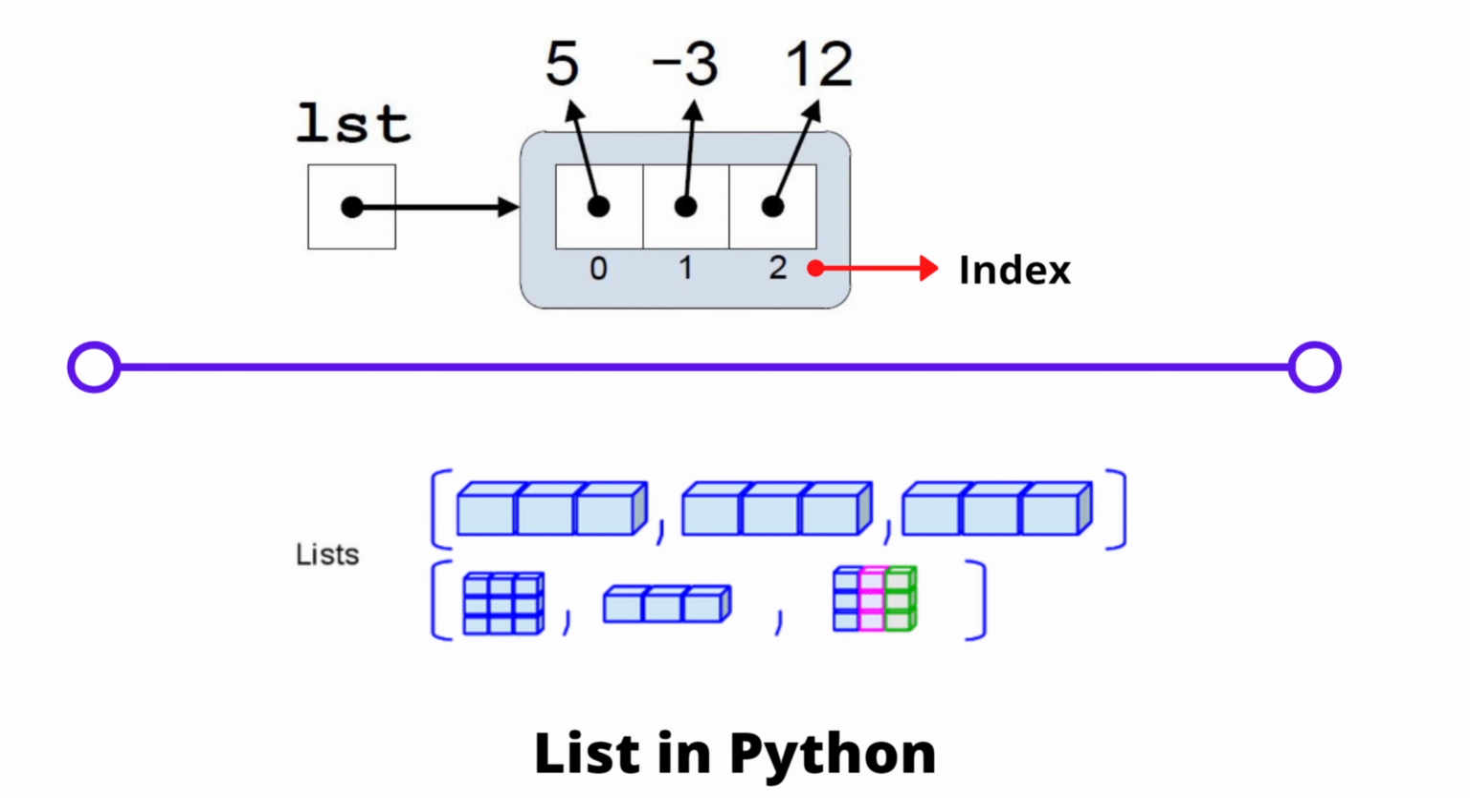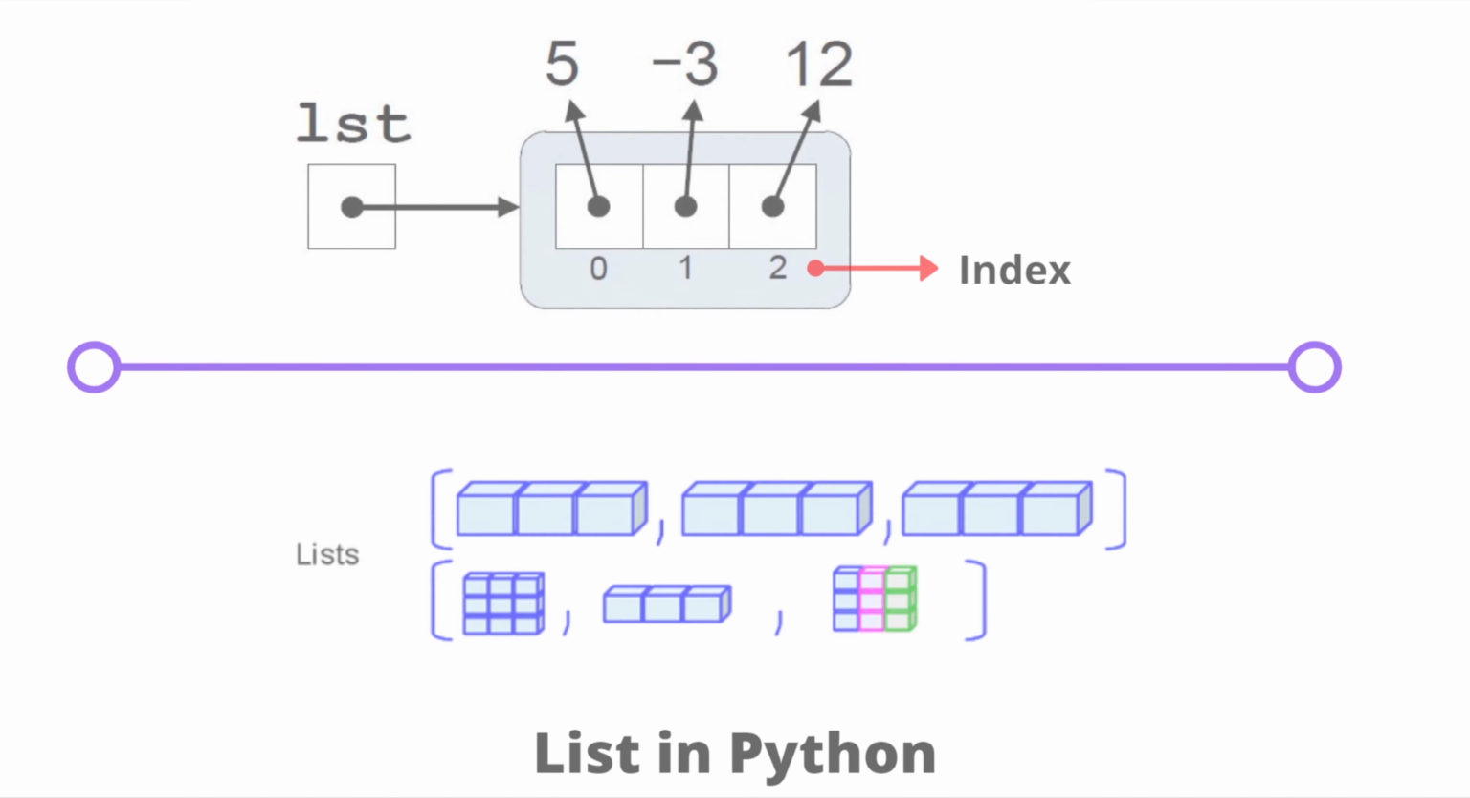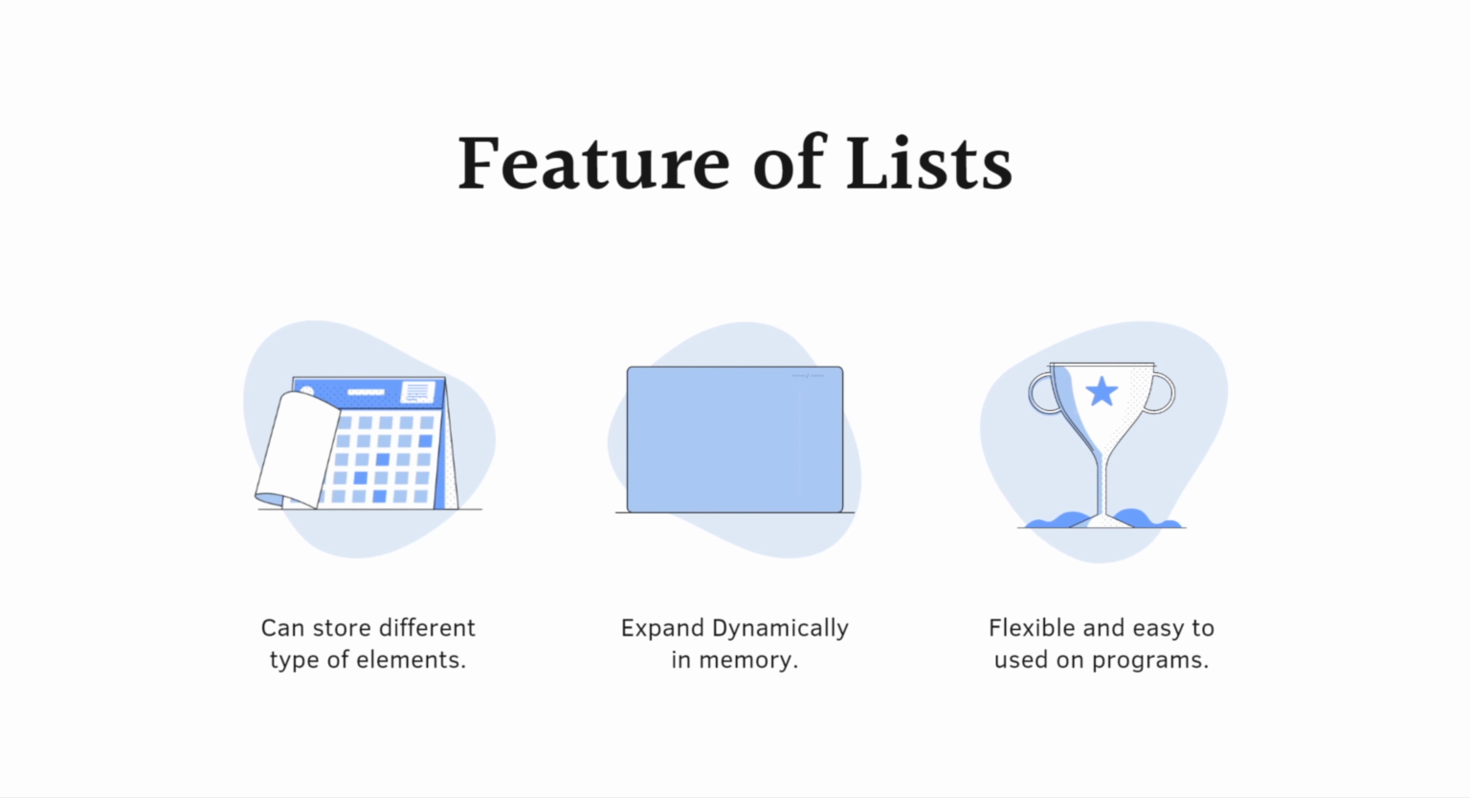Okay, so now let's move on to the next section, which is basically the features of the list. There are three important features that I've already discussed, but I'm going to reiterate that so that you can understand. First one is a list can store different types of elements. That is, it can store an integer, it can store a character, or both at the same time. Second important feature is that they can expand dynamically in memory, right? I hope you remember, same thing I've mentioned in my second or third slide, right? And the third important feature of lists is that they are flexible and easy to use in your Python program.